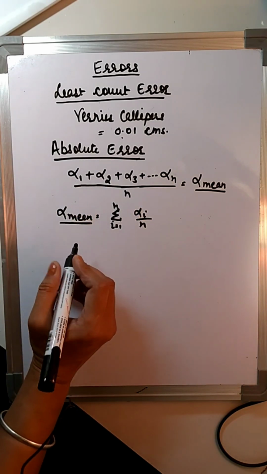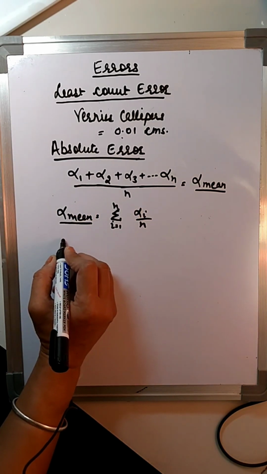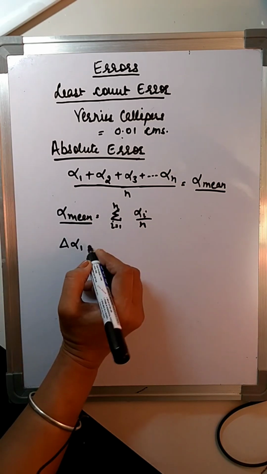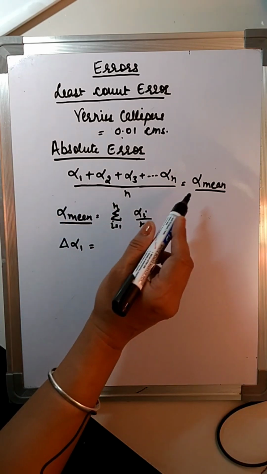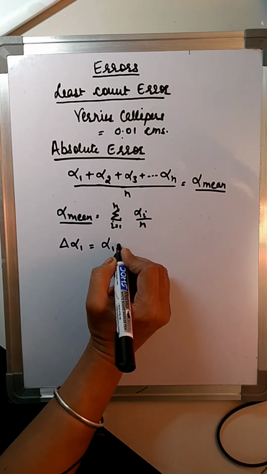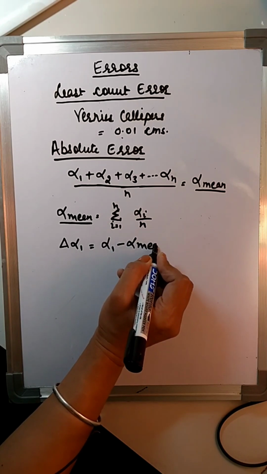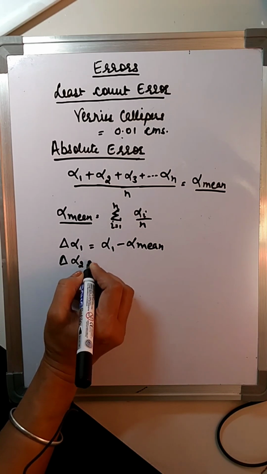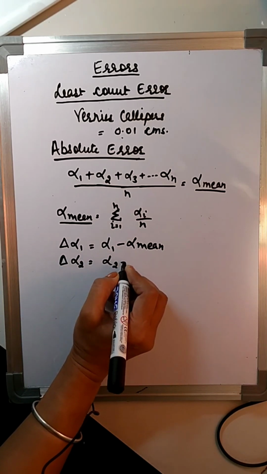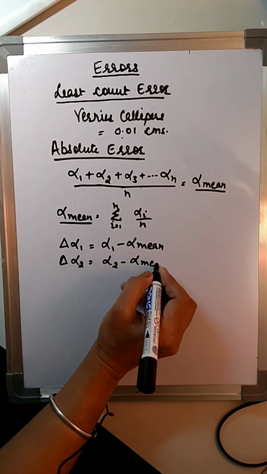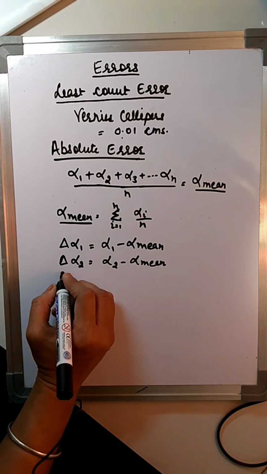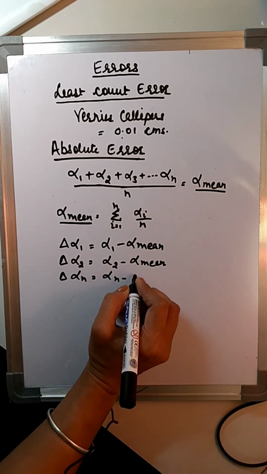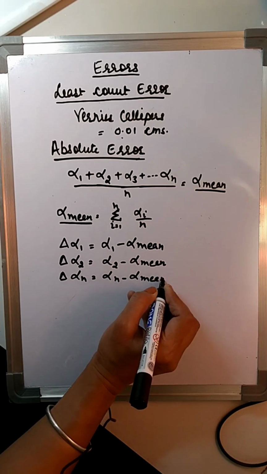So the absolute error of the first reading is written as delta alpha 1. Absolute error will be the difference between alpha 1 and this mean value: alpha 1 minus alpha mean. Similarly, the absolute error of the second reading will be the value of the second reading minus the true value, which is the mean value of the readings. Similarly, delta alpha n can be written as alpha n minus alpha mean.